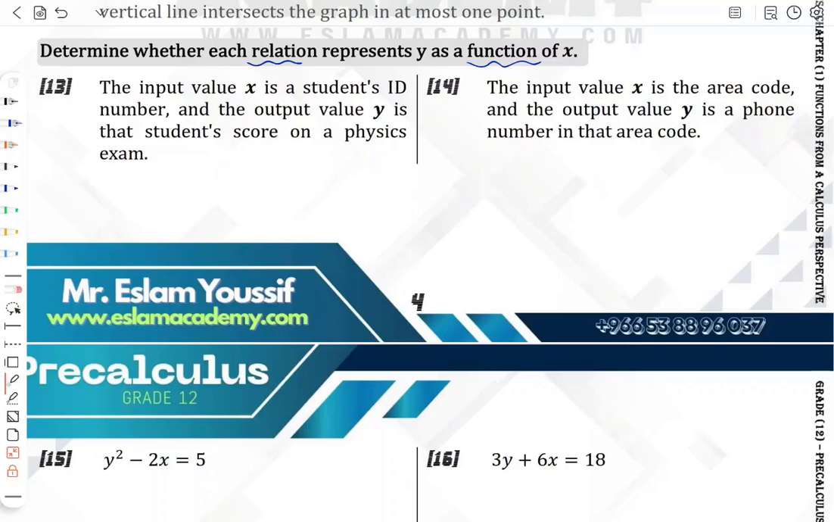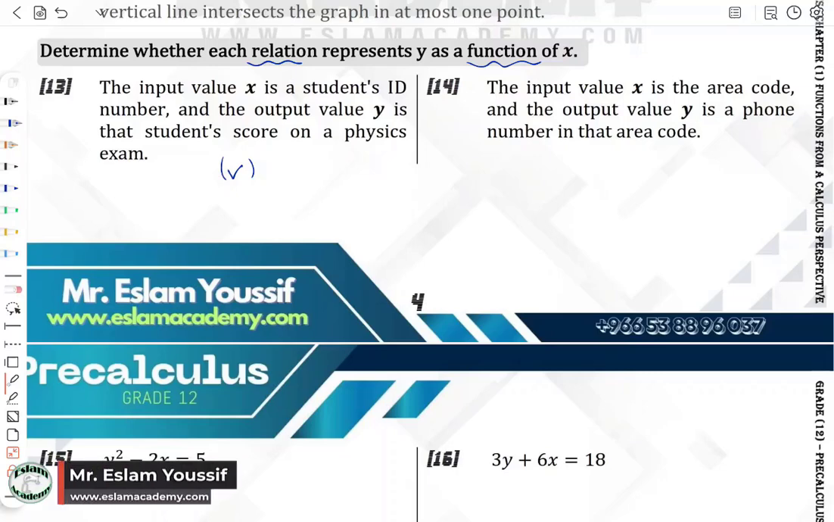So we can say that in question number 13, the input is the student ID, and the output is the score in the physics exam. Once you write the student ID, you will find only one score. Then this relation represents a function, because for each input, there is exactly one output.